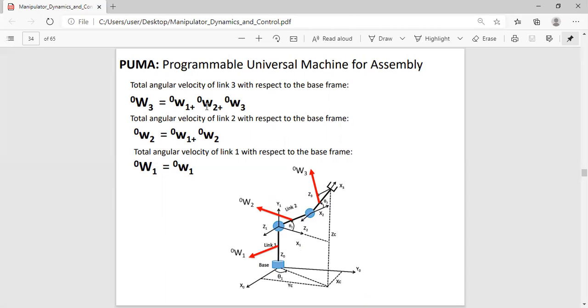But omega 2,0 is not absolute. Omega 2,0 is rotating about z1, but I know that z1 will actually rotate, right? So I have to convert z1 into my base frame, and then z2 and then z3.